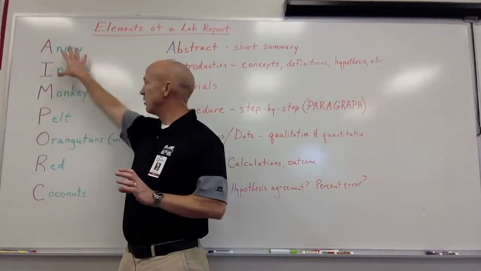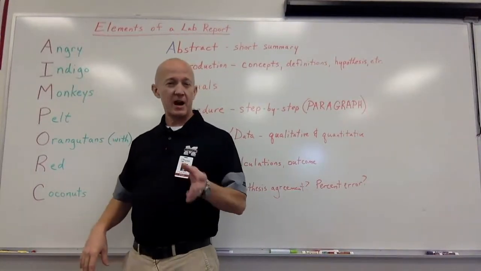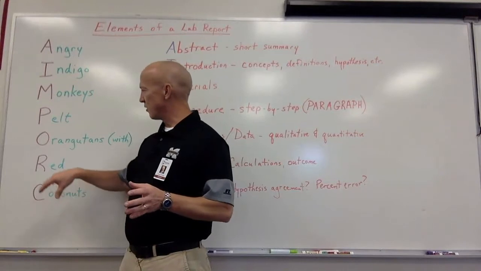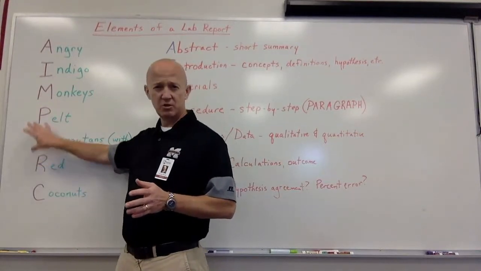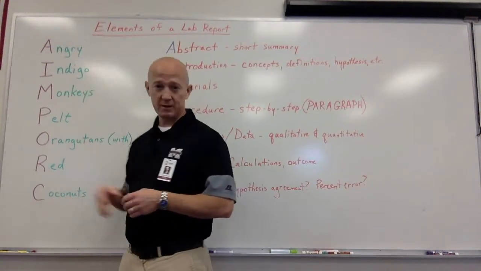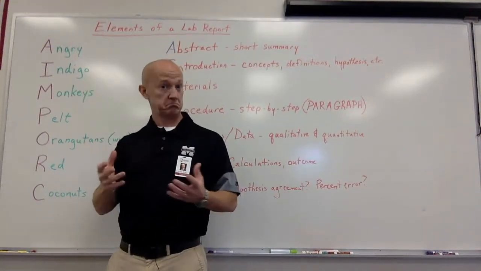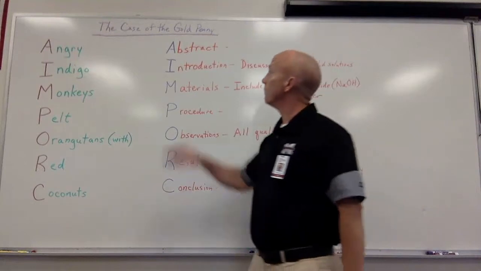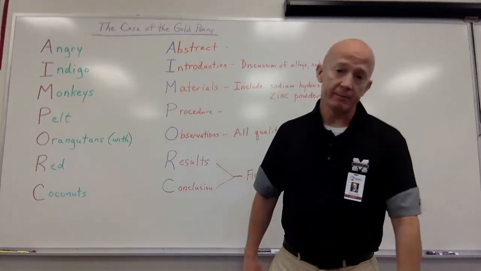By the way, if you don't necessarily like this mnemonic, I often tell people that if you can think of a pig shooting bows and arrows, you might also have the same thing in mind. Aim pork. This lab today I like to call the case of the gold penny.